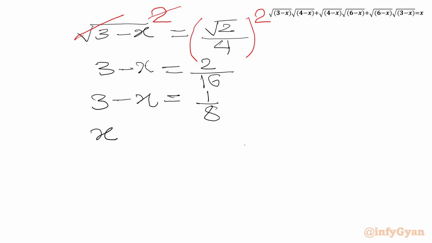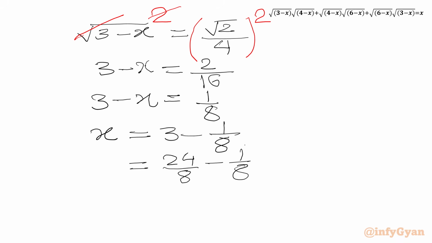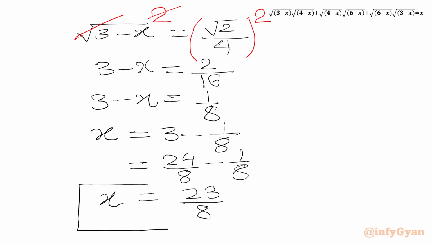So we can find the value of x, which will be equal to 3 minus 1 over 8, which will be equal to 24 over 8 minus 1 over 8. So 24 minus 1 is 23. Denominator is common, denominator 8. This is our required answer, which is less than 3. So our final answer is 23 over 8.